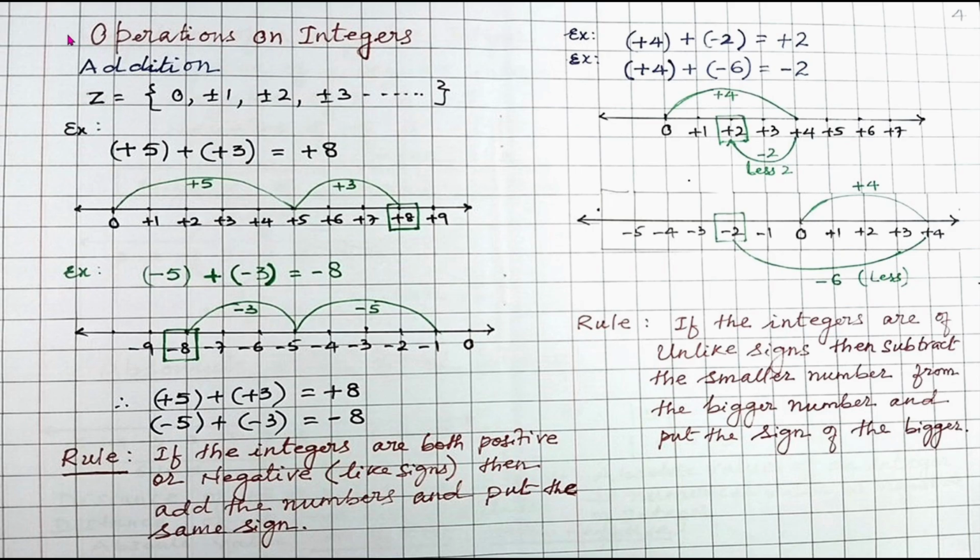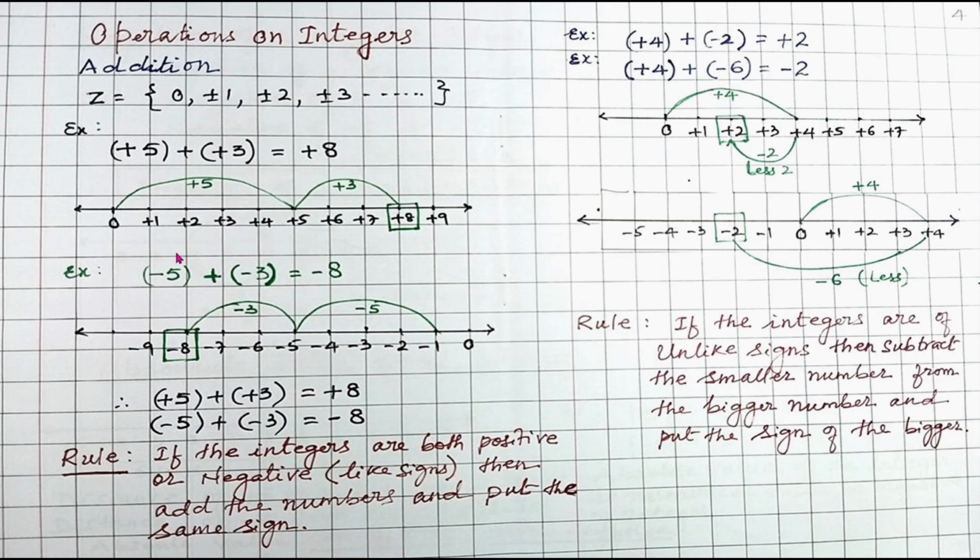Now let us consider the first important operation, that is addition. If you take the integer set, that is Z equal to 0, plus minus 1, plus minus 2, plus minus 3, and pick any two integers from this, say plus 5, add plus 3 to it, then plus 5 plus 3 becomes plus 8. Let us take the number line and understand it. We are indicating the positive integers on this number line. From 0, jump 5 units to the right, that becomes plus 5, and 3 has to be added, so jump 3 steps to the right again. So 5 plus 3 becomes plus 8. Therefore plus 5 plus 3 is equal to plus 8.